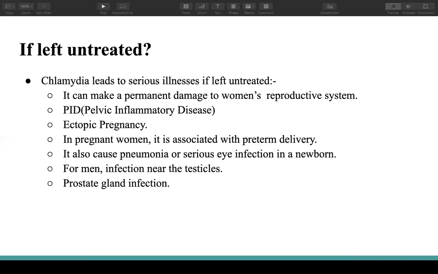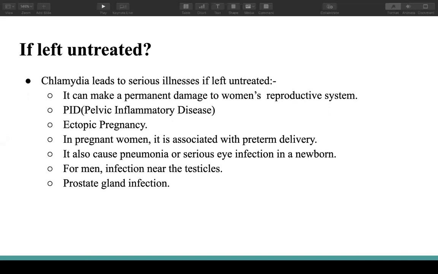So if left untreated, chlamydia can lead to serious illnesses. It can cause permanent damage to a woman's reproductive system. It can make it hard for women to get pregnant.